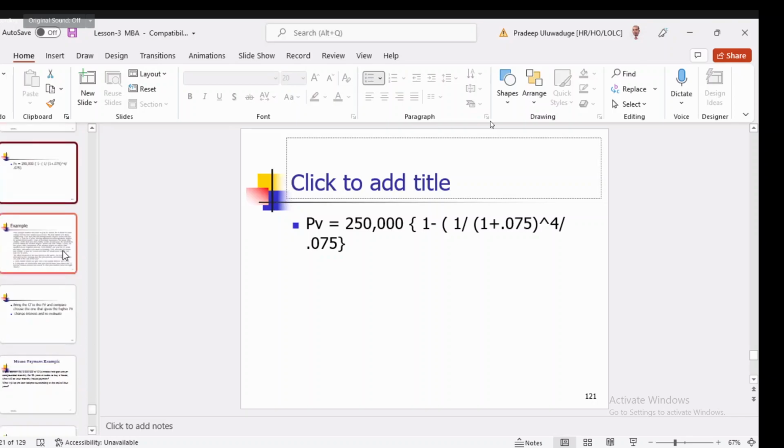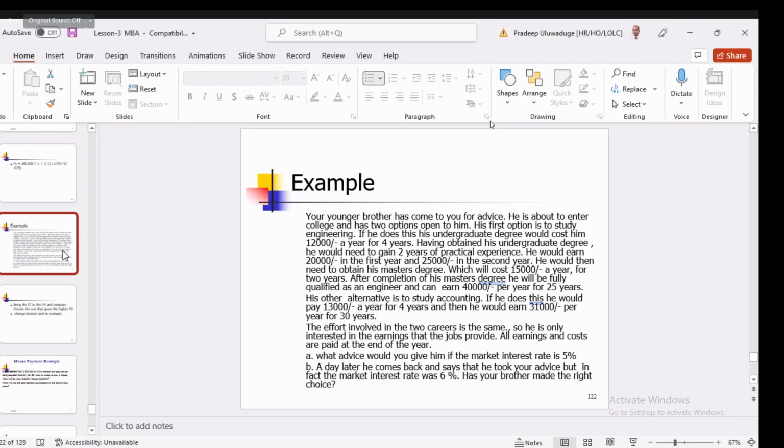And there's another example. Yes, this is a little bit long, I guess. Your younger brother has come to you for advice. He's about to enter college and has two options open to him. His first option is to study engineering. If he does this, his undergraduate degree would cost him 12,000 a year for 4 years. Having obtained his undergraduate degree, he would need to gain 2 years of practical experience. He would earn 20,000 in the first year and 25,000 in the second year.